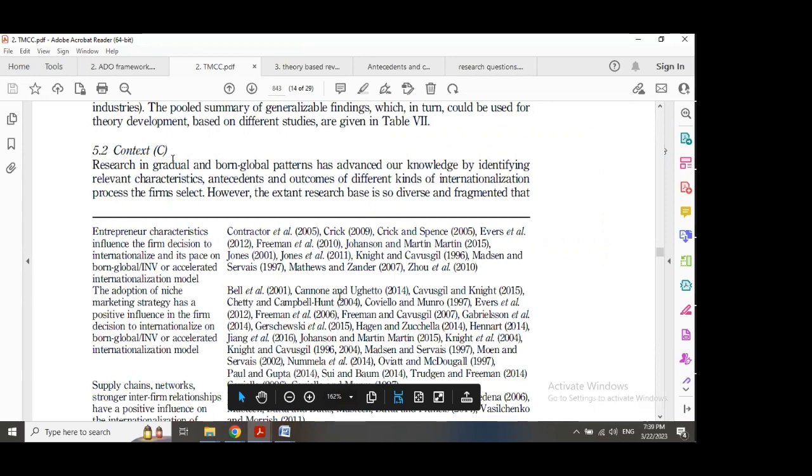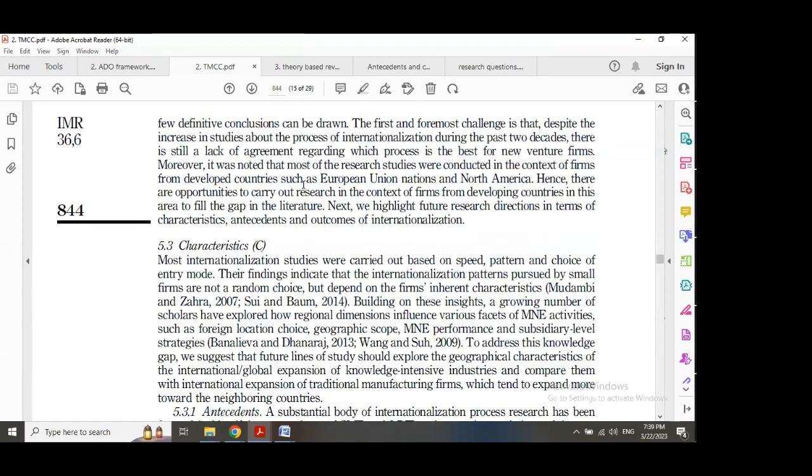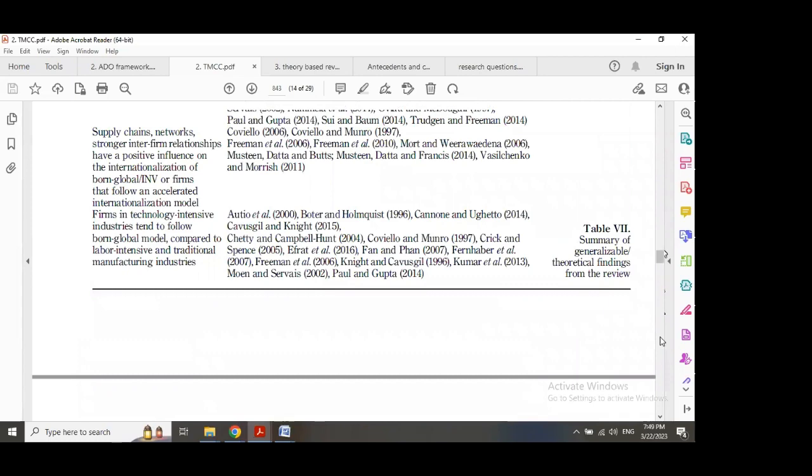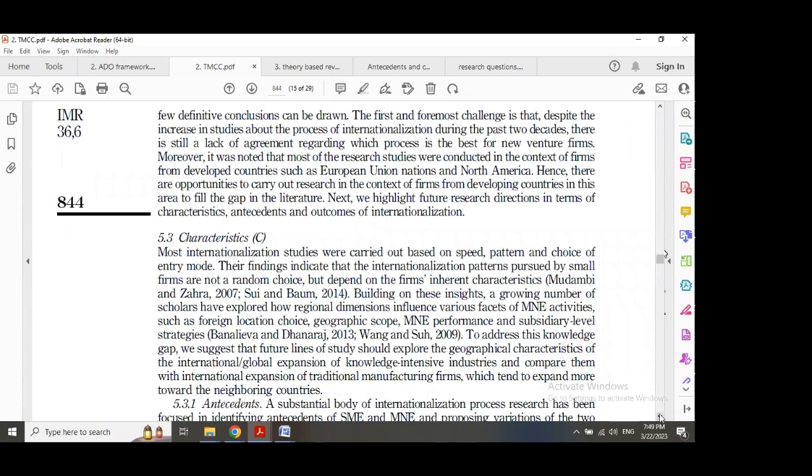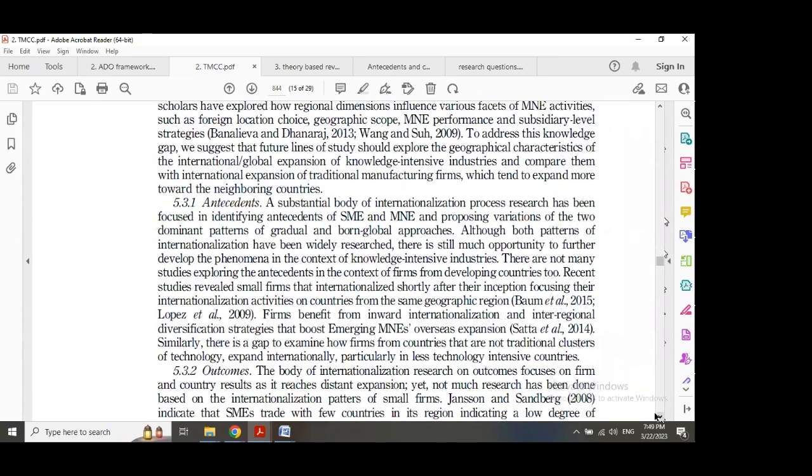In context, which are the countries that have talked about this topic, right? You have to write it in an elaborated way. In characteristics, what do we need to include? They have talked about antecedents and outcomes. Look at this. Yes, antecedents and the outcomes. This is what they have used in the characteristics. And M is for methods, methodology.